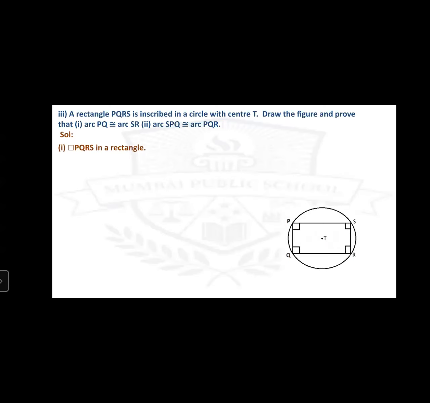First, quadrilateral PQRS is a rectangle, right? Simple, it is a rectangle. So if it is a rectangle, then opposite sides of the rectangle are congruent. So we write chord PQ is congruent to SR. See in the figure, PQ is congruent to SR. So if PQ is congruent to SR, that means arc PQ and arc SR are also equal. Matlab, arcs corresponding to congruent chords are also congruent.